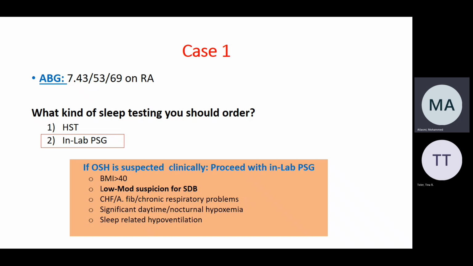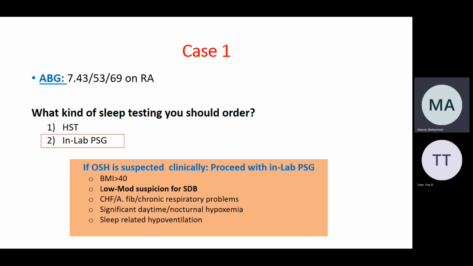If you have someone with comorbidities, of course, CHF, AFib, chronic respiratory failure, don't do the home test. If your BMI is more than 40, actually it was validated for BMI less than 40, but usually for more than 40, 45, we should not be doing it, especially with the chest belt.